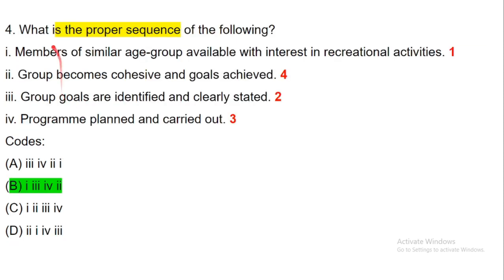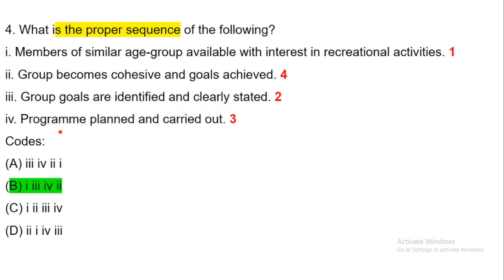Now next question. What is the proper sequence of the following? So ये आपको proper sequence में लिखना है और arrange करना है. So first one, the members of similar age group available with interest in recreational activities. So this will be your first one. Then second, group goals are identified and clearly stated. अगर एक age group मिल जाएगा, similar age group, then you have to decide the goals and identify them clearly. Means goals set करना है and specific objectives भी set करना है.